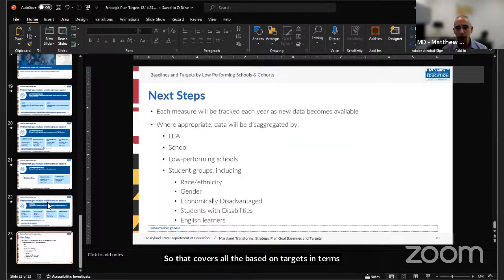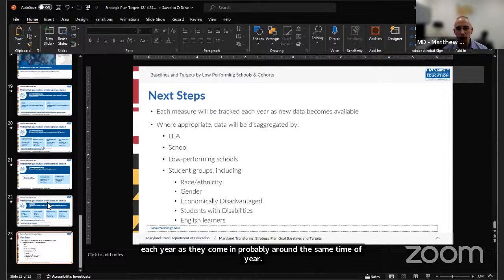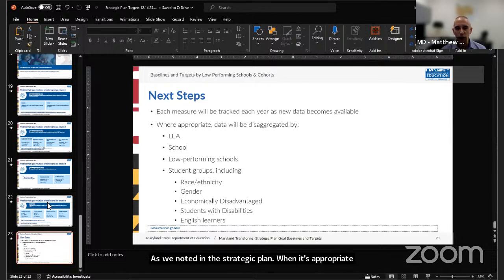In terms of next steps, these are all annual data, so we'll track them each year as they come in, probably around the same time of year. As we noted in the strategic plan, when it's appropriate, we'll disaggregate the data in different ways, including by LEA, by schools, specifically low-performing schools, and student groups: demographics, race, gender, economic disadvantage, students with disabilities, and English learners. So with that, I'll stop. I'm happy to take any questions, any feedback.